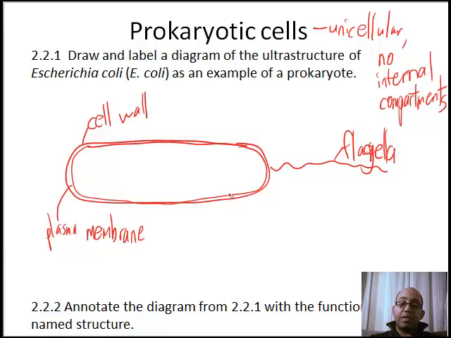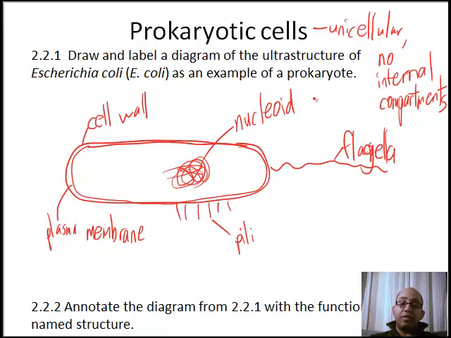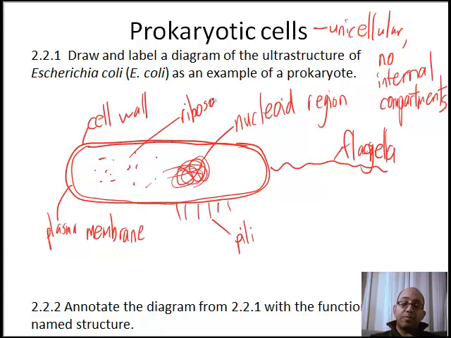And those have different functions than if it has little hairs that are coming off the side. Those are called pili. There is some DNA inside the cell, and that's found in the nucleoid region. And then there's some dots in here, and those are called the ribosomes.